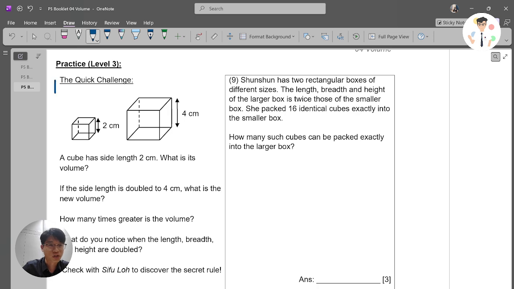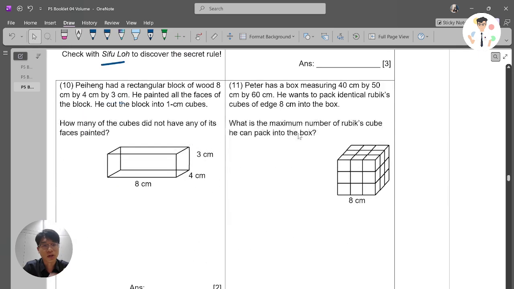Now this quick challenge is very important. Please take some time, go and try it out using Shifulo. Again, you know the Shifulo AI chatbot that I've built for you guys to try out. Find out what are the things that you notice here. When all the sides here are being doubled, when I say all the sides, I mean here 2 cm, 2 cm, 2 cm, right? Double will be what? 4, 4, 4. Then what happened to the volume here? Okay, this is a very important trick. If you know this, some of these questions will be much easier.